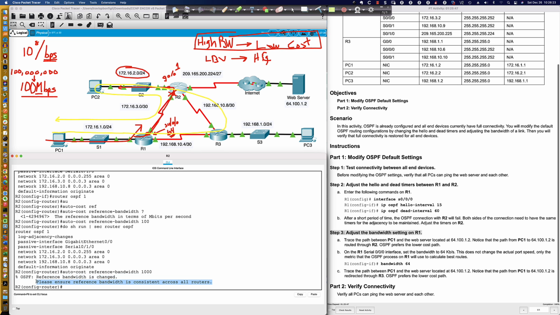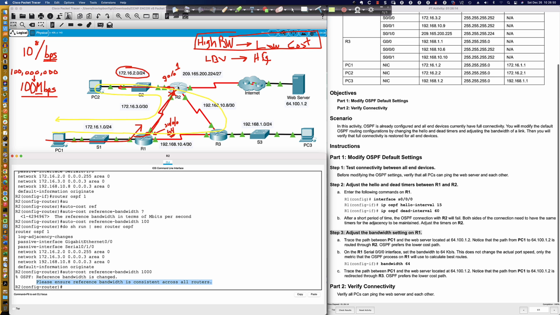Well, why does that matter? Why can't I just set the auto cost reference bandwidth here and be done with it? Well, there are two very important reasons. The first is that the auto cost reference bandwidth, as I've already explained, the metric values, or I should say the interface cost values, are locally calculated based on what?